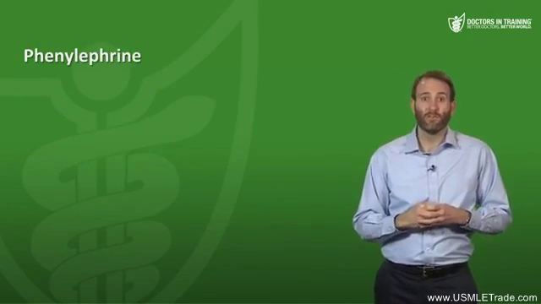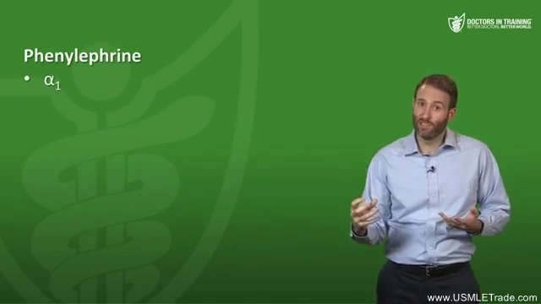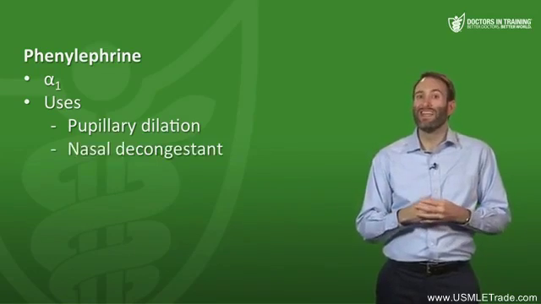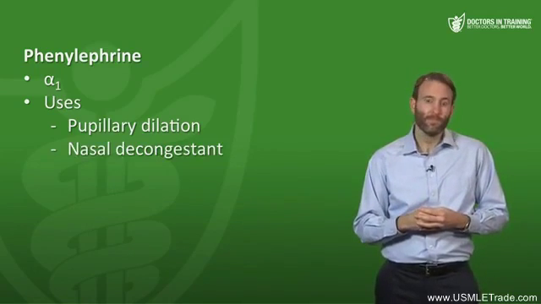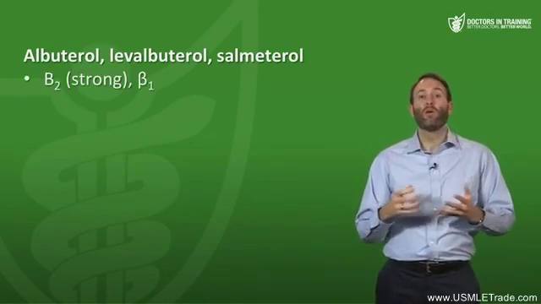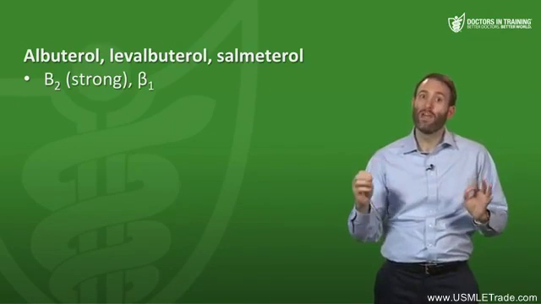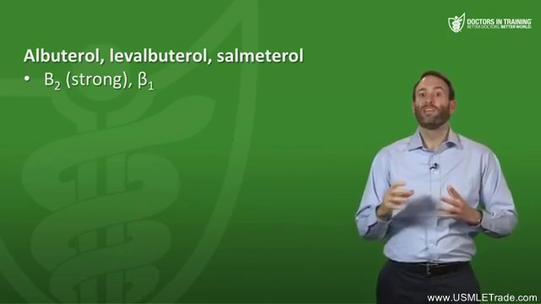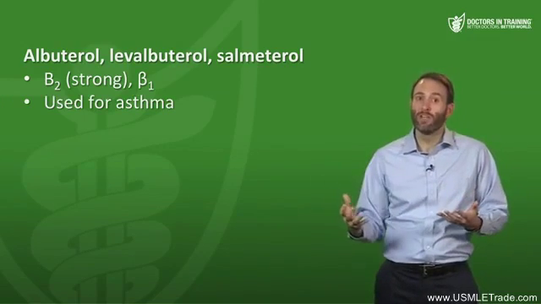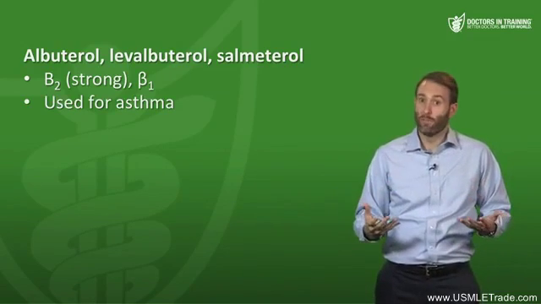Next, we have phenylephrine. Phenylephrine causes strong alpha-1 stimulation. So this is used for things like pupillary dilation. It's also very commonly used as a nasal decongestant. Next, we have albuterol, levalbuterol, and salmeterol. These have strong beta-2 stimulation, maybe a little bit of beta-1 as well. And these are used mostly as inhaled drugs, and we use this for things like asthma. Because of their beta-2 stimulation, they're going to cause a lot of bronchodilation so people can breathe.